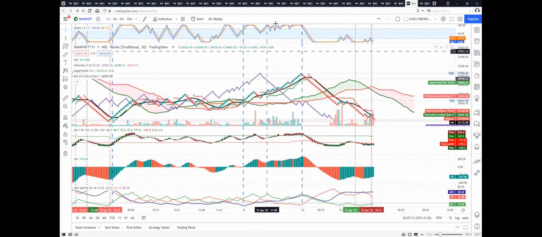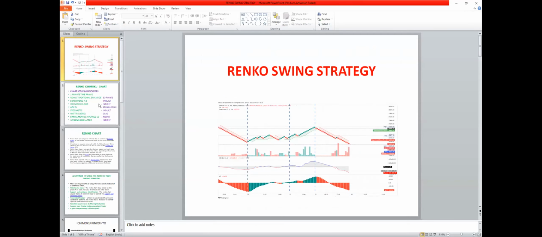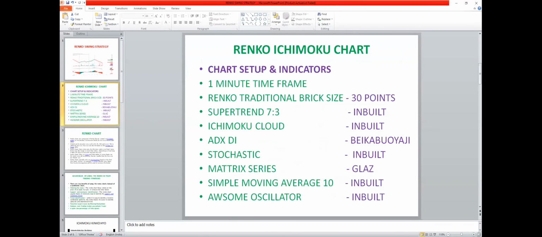Let me show that again. So that is the settings, and I will be showing what indicators I have used there. The chart will be in 1 minute time frame, and RENKO traditional brick size will be 30 points.